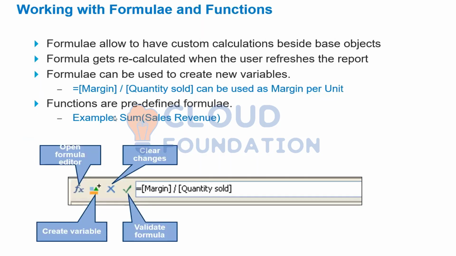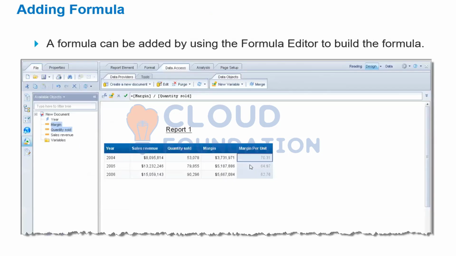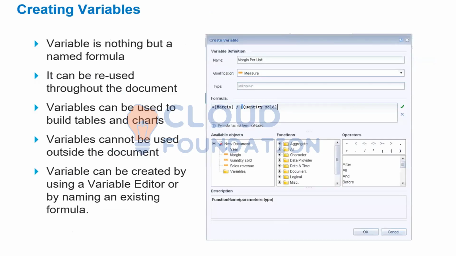Adding a variable is like we will keep it as a margin per unit. We will name it so that it can be accessible for our reporting purposes in other tables. But if we just create a formula, it is not reusable. If we insert it here, I'll show you what that is. This is the process for creating a variable. A variable is nothing but a named formula.